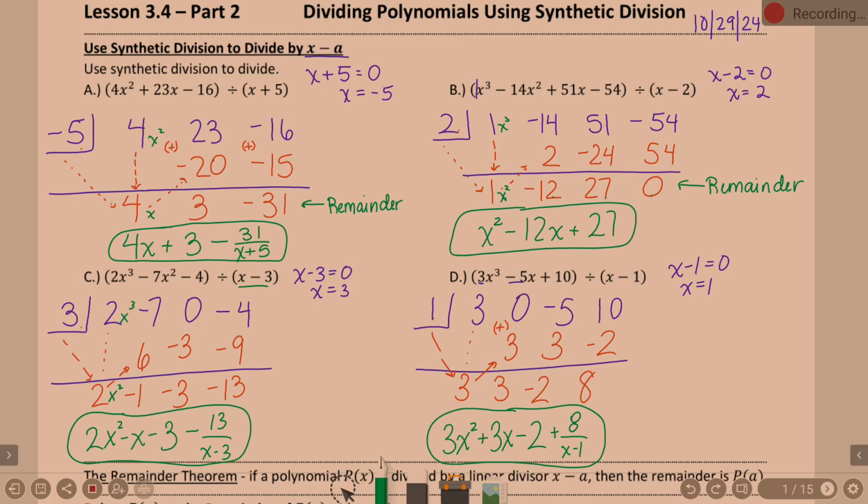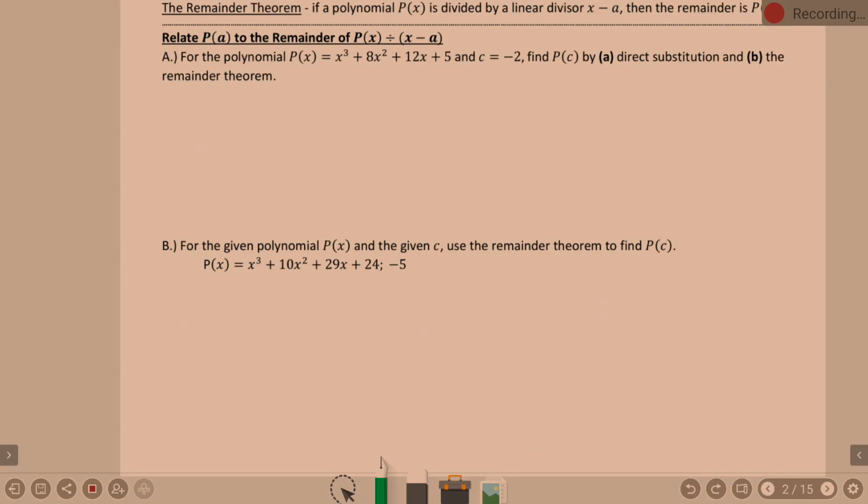Okay, guys. Synthetic division. We're going to move forward and use it in conjunction with the factor theorem and remainder theorem. We'll talk about how they apply here. The bottom of the front here talks about something called the remainder theorem. The idea is if a polynomial, p of x, is divided by a linear divisor, x minus a, which is what we've been doing, then the remainder is p of a. Basically we're going to talk about a different way to find the remainder.